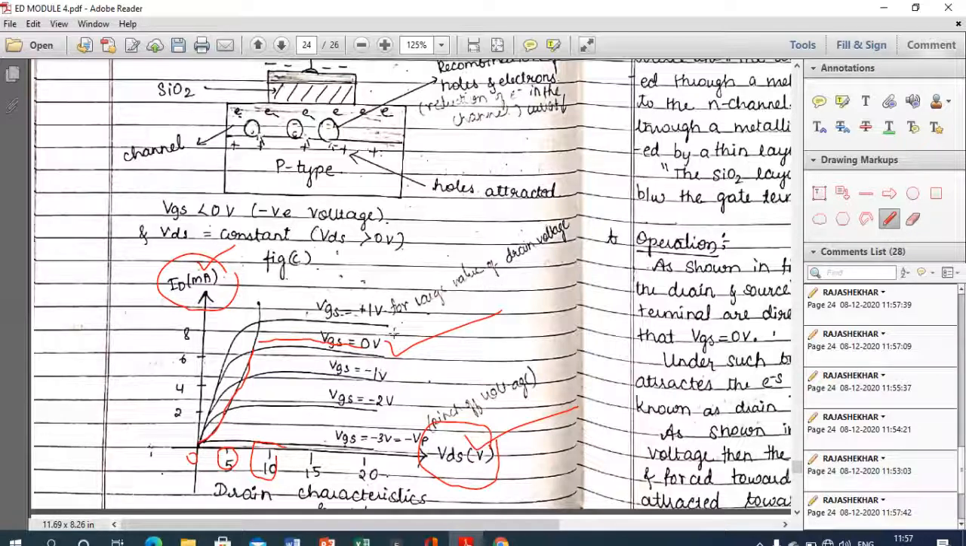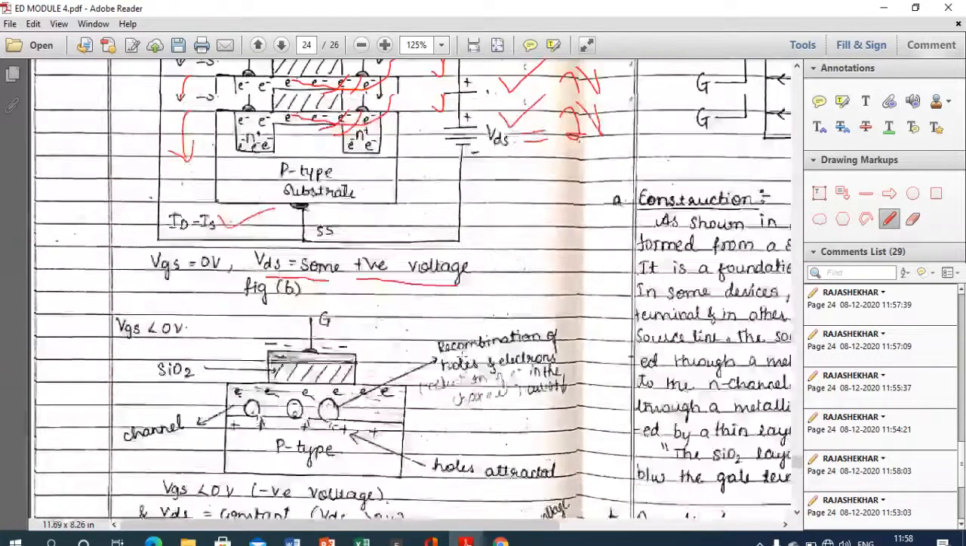But here we have also taken VGS as plus 1 volt, minus 1 volt. So first we will discuss what happens if I take VGS equal to plus 1 volt. So here it is shown.